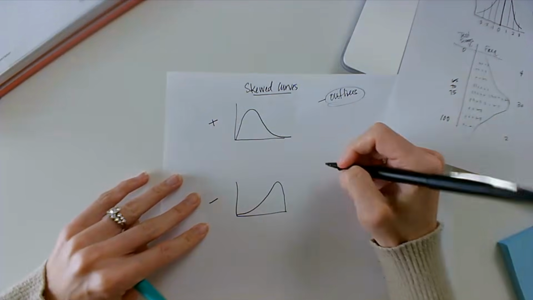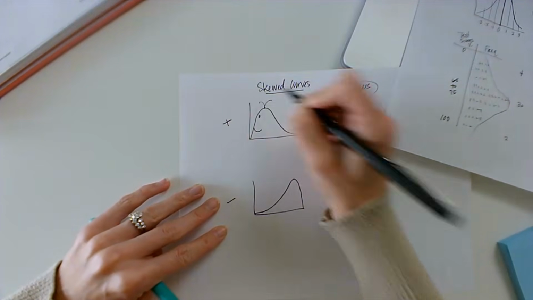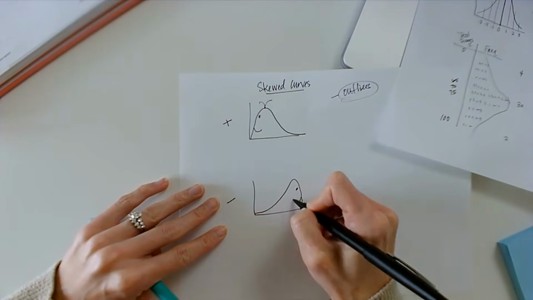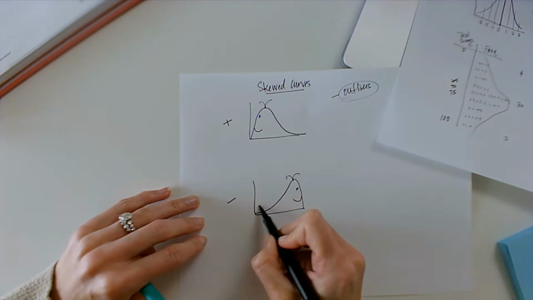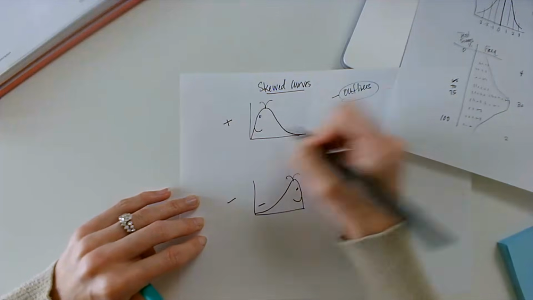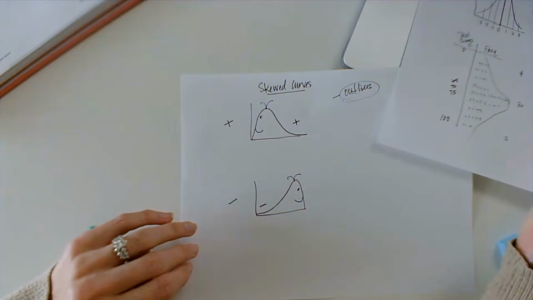A fun way to do this is to ask, where's the tail of the whale? Where's the tail of the whale? Is it closer to negative? Therefore, it's a negative skew. If it's higher and further away from negative, then it is a positive skew.